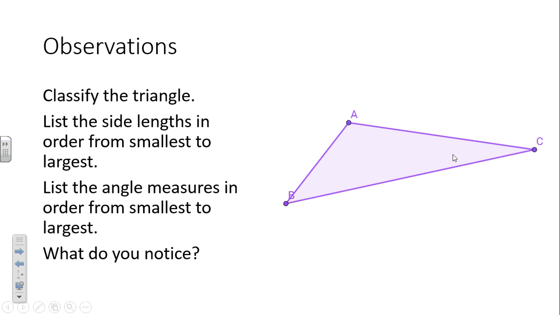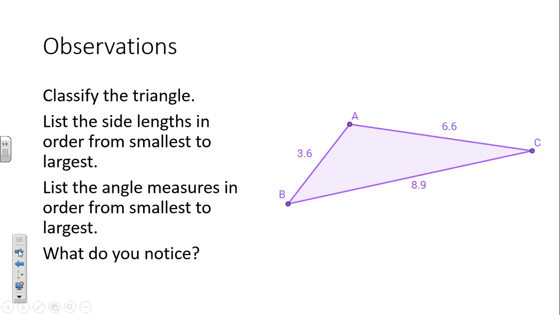Obtuse. It appears to be obtuse, right? It looks like the angle A is more than 90 degrees, okay? So that classified it by angles. Now let's classify it by sides. Does it appear to be scalene or equilateral or isosceles? Scalene. It appears to be scalene. So let's put some numbers to it to make sure, okay? So are you right? Is it scalene?